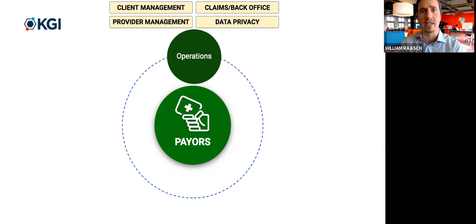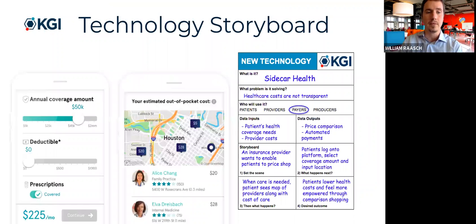And then data privacy is becoming a bigger issue. As hackers are realizing that there's a lot of data within these healthcare insurance providers, they're starting to attack them. So there's a lot of security apps that are starting to be built to help them fight against that. I want to talk about Sidecar Health.